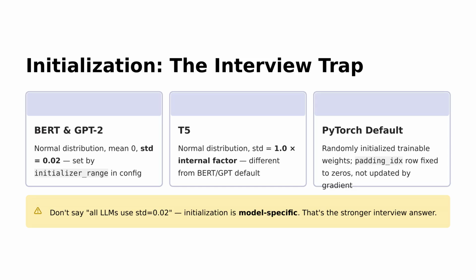Here's the interview trap. Not all LLMs use the same embedding initialization. BERT and GPT-2 typically use a normal distribution with mean 0 and standard deviation 0.02, controlled by the config. T5 is different, using a much larger standard deviation scaled by an internal factor. And in plain PyTorch, trainable weights are randomly initialized, while the padding index row stays 0 and doesn't get updated. So the strong answer is, initialization is model-specific.